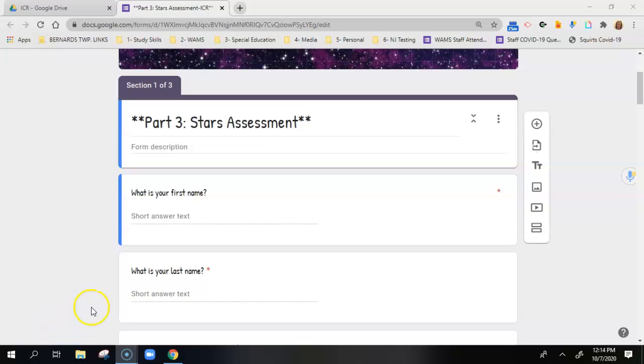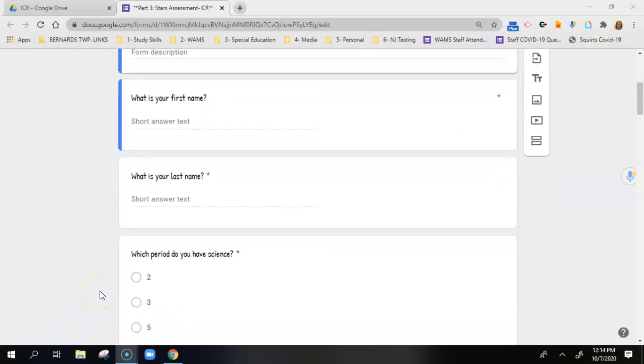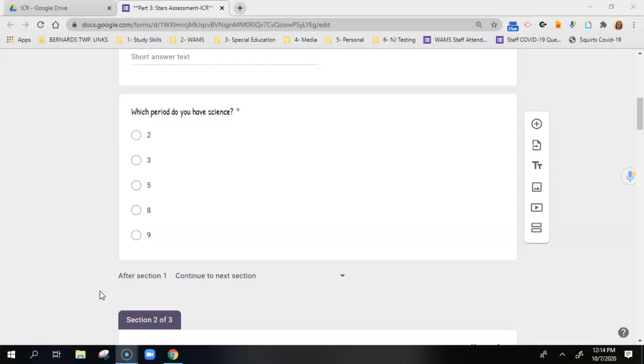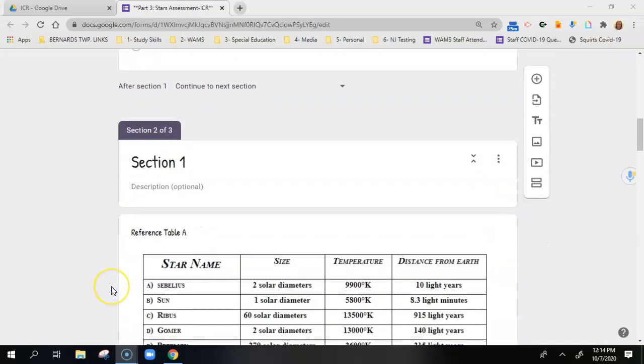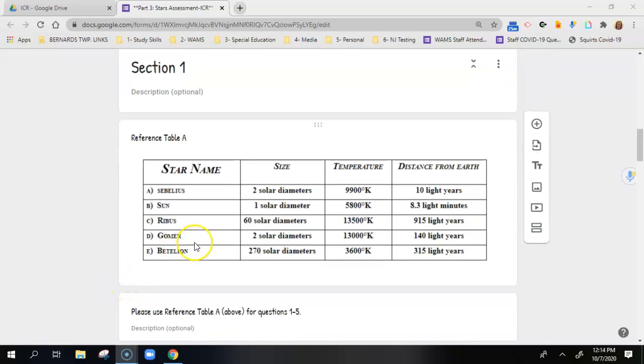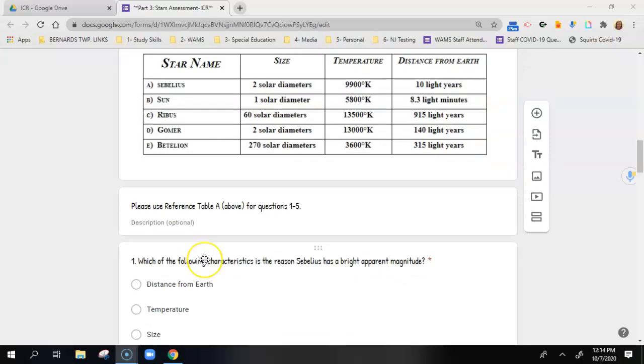This is part 3 of your STARS assessment. Please fill out your name, first, last name, earth science class period, as you move on to section 1 of the actual test. This is your reference table A. You'll be using it to answer questions 1 through 5 below.